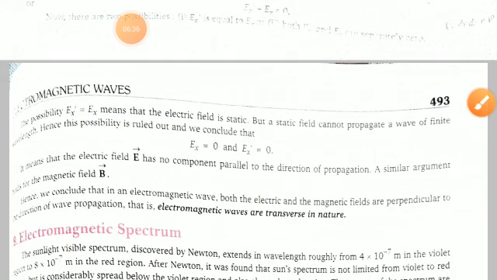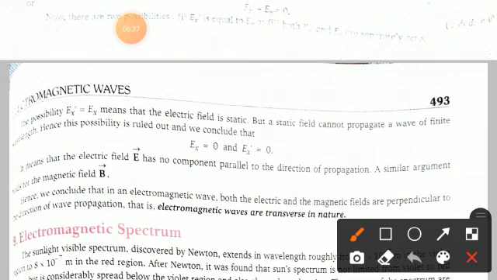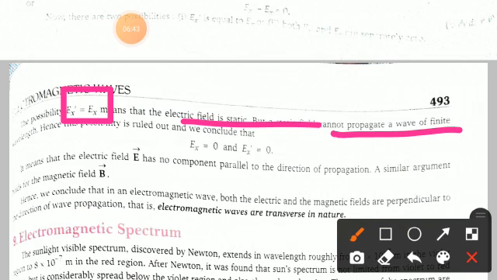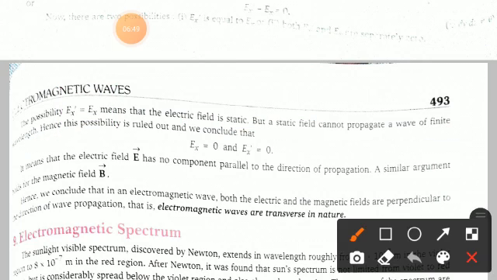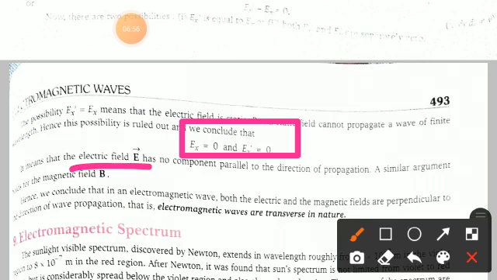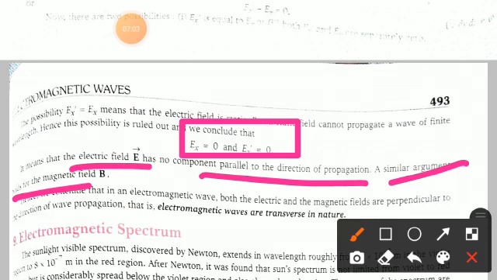Now come to the possibility of Ex dash being equal to Ex. It means that the electric field is static, but a static field cannot propagate a wave of finite wavelength. Hence the possibility is ruled out, and we conclude that Ex is equal to 0 and Ex dash is also equal to 0. It means that the electric field vector E has no component parallel to the direction of propagation. A similar argument holds for the magnetic field. Clear?